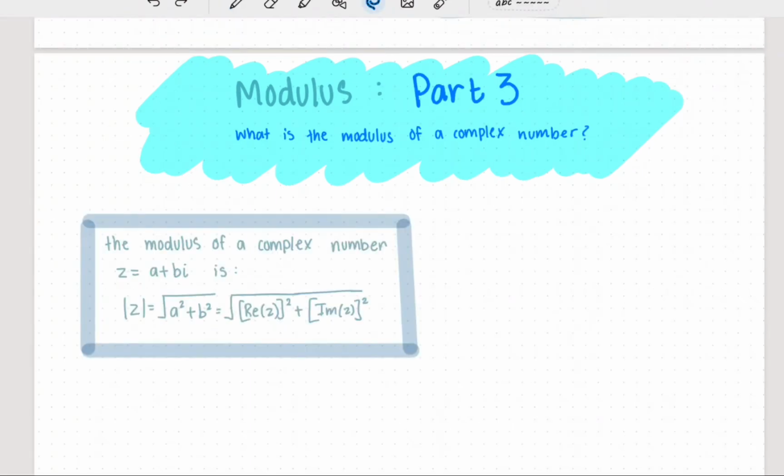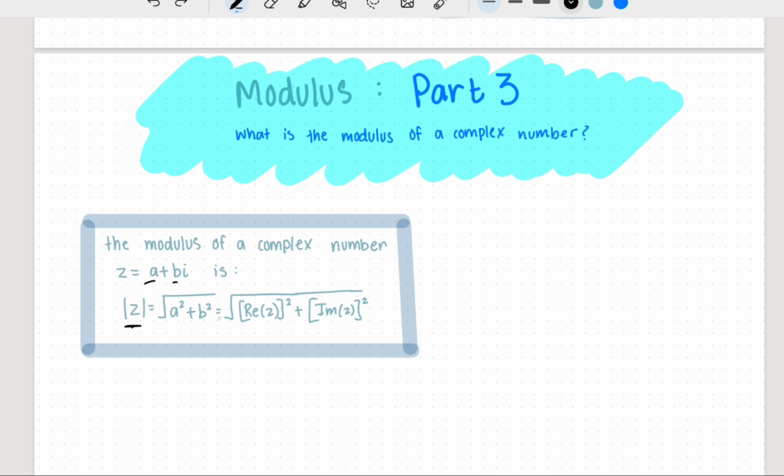Alright, so let's just get straight into it. The modulus of a complex number, where the complex number is in the form z equals a plus bi, is denoted like this. In this case, the complex number is z, so we have straight lines around this z, which is a complex number, and that represents the modulus, which is equal to the square root of a squared plus b squared.